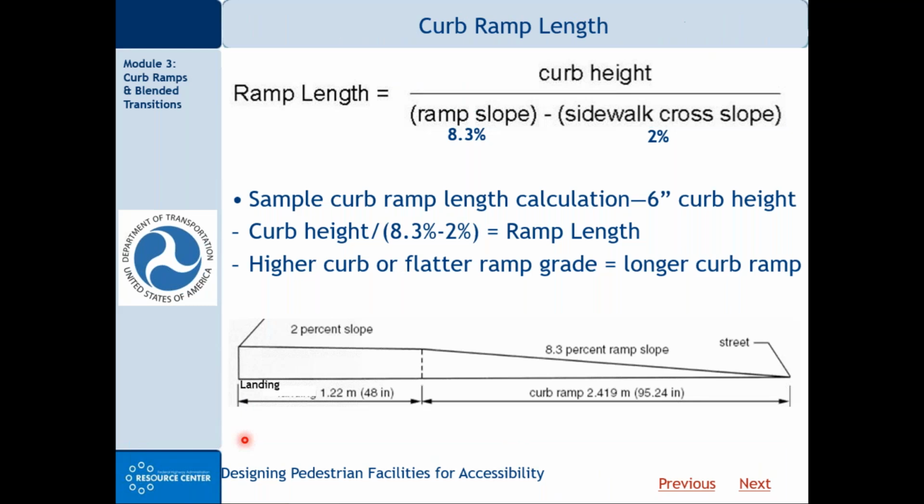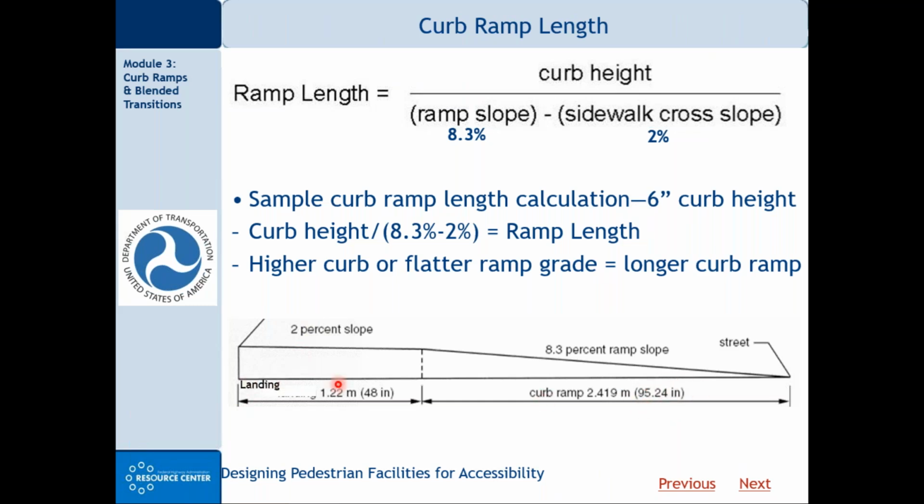Curb ramp length. Here's the formula for determining curb ramp length. You can see it's the curb height divided by the ramp slope minus the sidewalk cross slope. And in this case, you can see the ramp slope is 8.3, as we've talked about, 8.3%. The sidewalk cross slope, 2%. And let's assume we have a 6-inch high curb. If I plug into that formula, I come up with a curb ramp length of 95.24 inches, almost 96 inches, almost 8 feet.